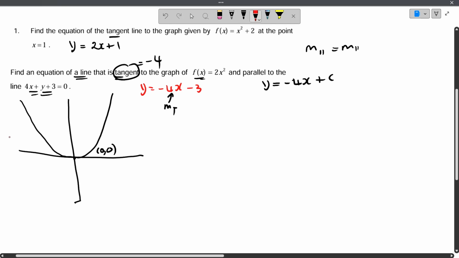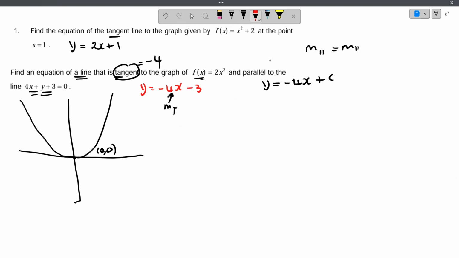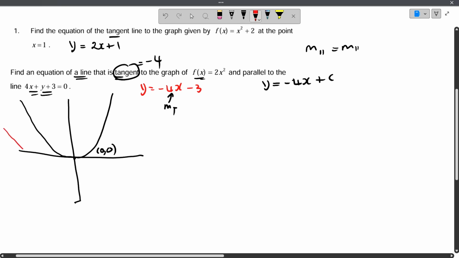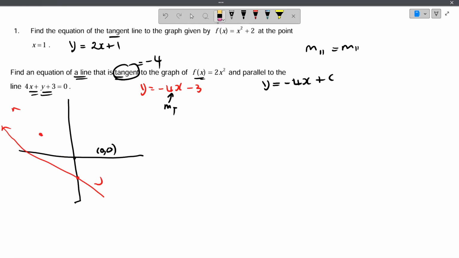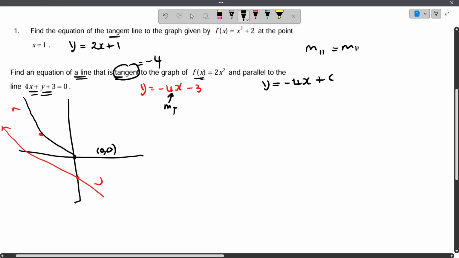The question is, how do I find the c? Well, if I sketch this line to be somewhere like there, then that line will touch the graph somewhere there as well. It should be touching the graph once. Okay, so let's say something like that.